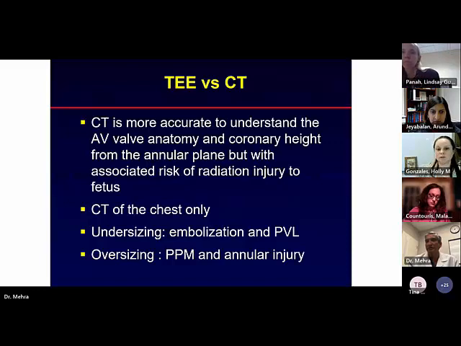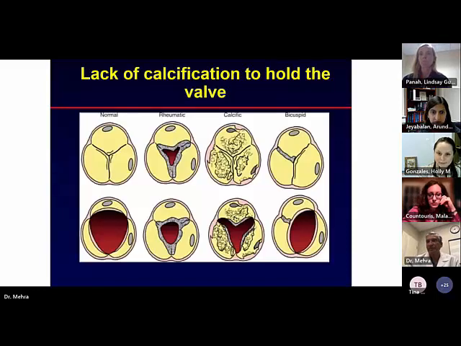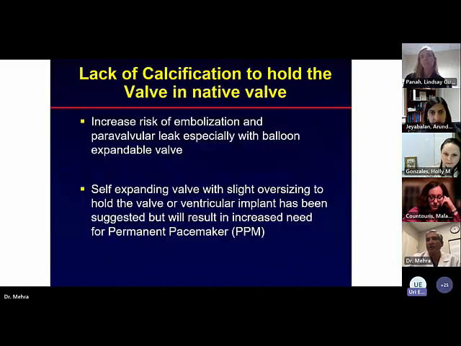Oversizing is going to lead to annular injury, but more importantly, an increased risk of permanent pacemaker need. The lack of calcification, obviously the holding force of the calcification in degenerative calcific aortic stenosis is where the implantation is done. A lack of calcification is an issue, and in order to avoid either the embolization or the permanent pacemaker, one either oversizes or undersizes the valve.